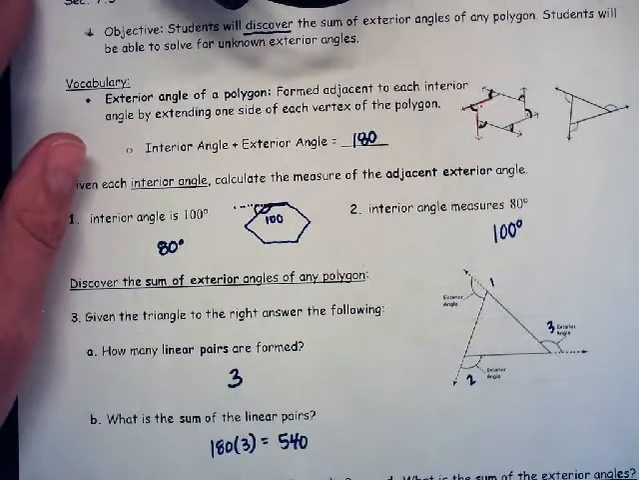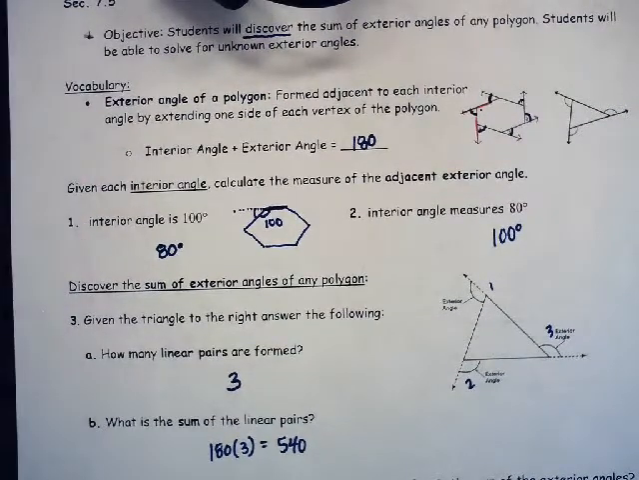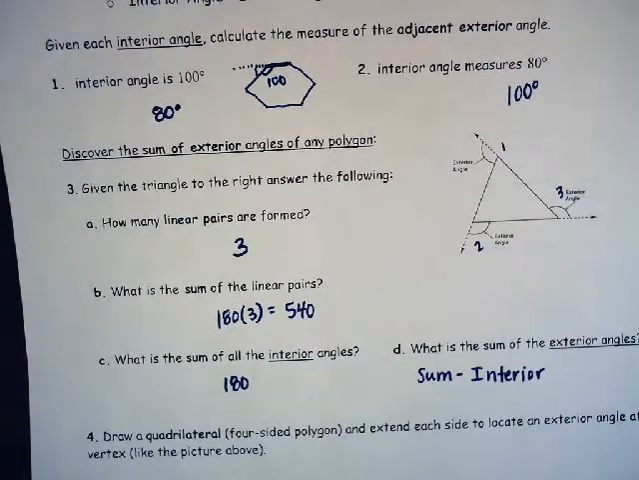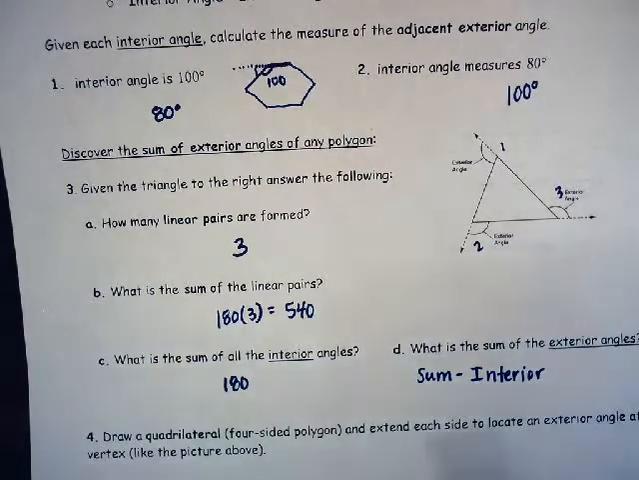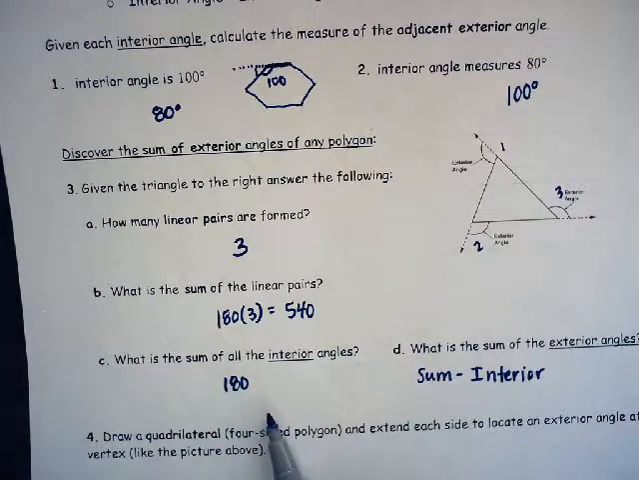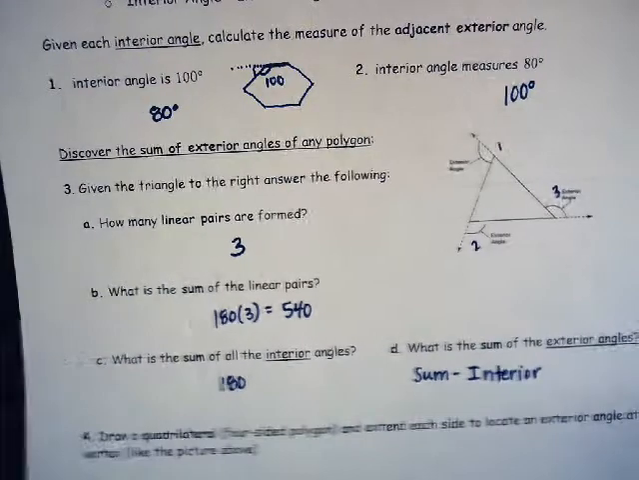Okay, the next question says, what is the sum of the linear pairs? Well, each linear pair is 180 degrees. So if there's three of them, we have 180 times 3. So that's 540. What is the sum of all the interior angles of a triangle? We know this. The sum of the interior angles of a triangle is 180. We also discovered that yesterday when we talked about the interior measures of a polygon.